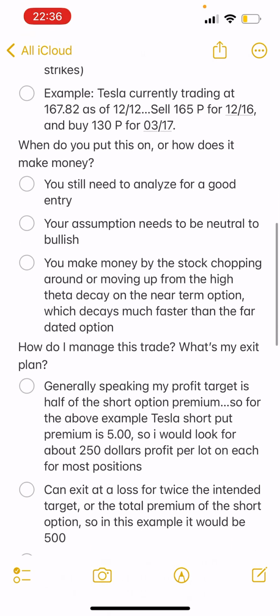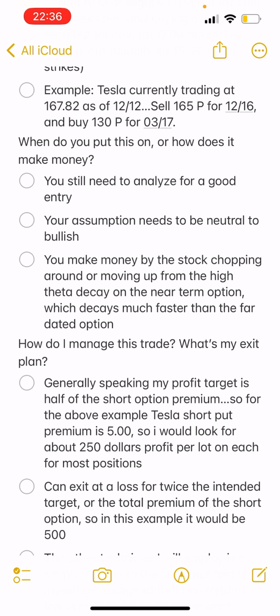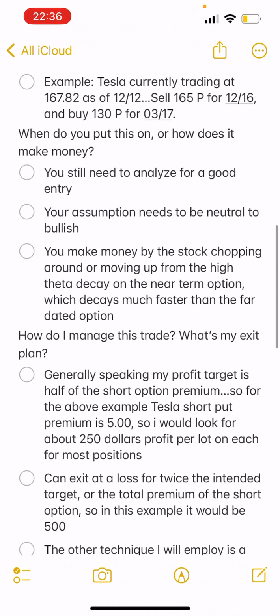So for example, Tesla, currently trading at about 167.82, okay, as of 12/12. So for this particular trade, if I was bullish on Tesla, I would be selling the 165 put, so it's just slightly out of the money, okay, for this Friday, 12/16. I could go 12/23. Also, I would collect a little bit more premium, okay? And then I would be buying the 130 puts for mid-March, okay? Because that's about 3-4 months away. Okay, and that one is an 18 delta, okay?